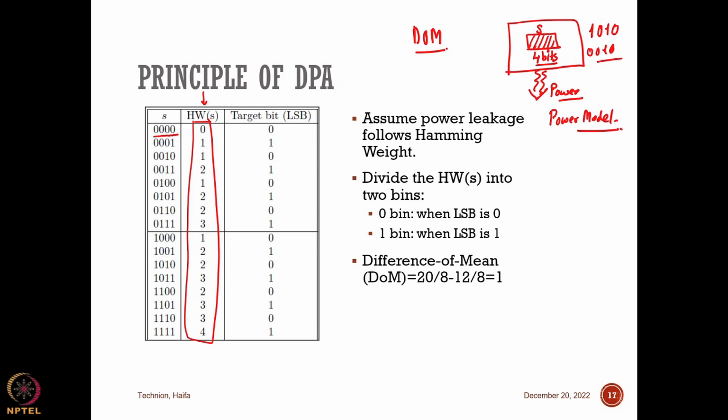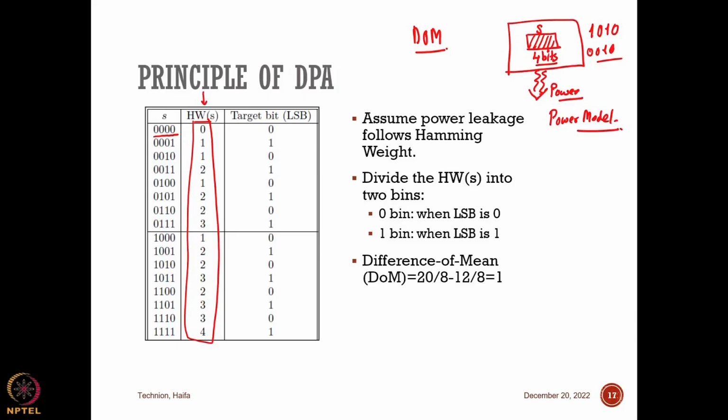So what I am trying to do now is imagine that you have this; I write down all these Hamming weights, and now I want to take all these power values, which in this case are numbers from 0 to 4, because in a 4-bit number the Hamming weight can go from 0 to 4. There can be 5 possibilities: 0, 1, 2, 3, and 4. Now I take all these Hamming weights and put them into 2 bins. One bin I call the 0 bin, the other I call the 1 bin.